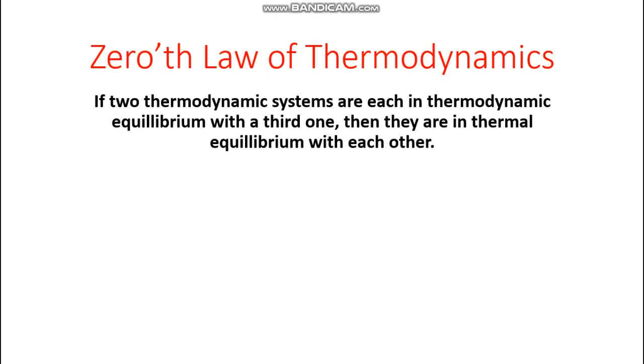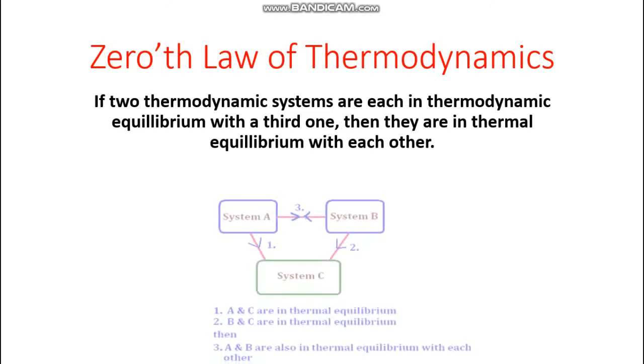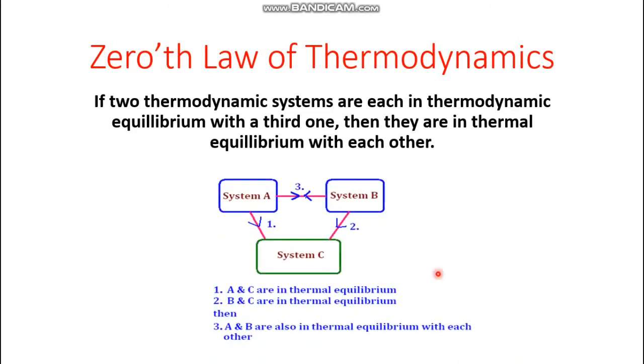Okay, so we have to elaborate this with a diagram here. This diagram shows that there are three systems. System A and system B are independent, but both of them are connected with system C. Number one, system A and C are in thermal equilibrium. Number two, on the other hand, system B and system C are in thermal equilibrium with each other. Then what we can conclude according to the zeroth law is that system A and system B are also in thermal equilibrium with each other.